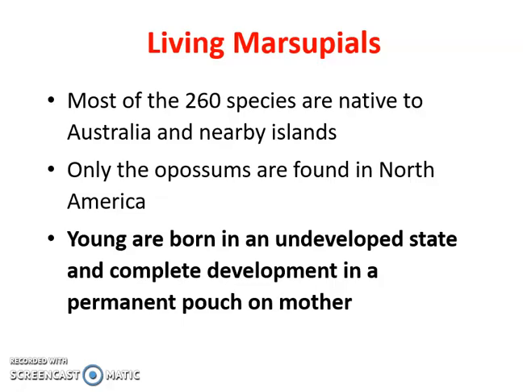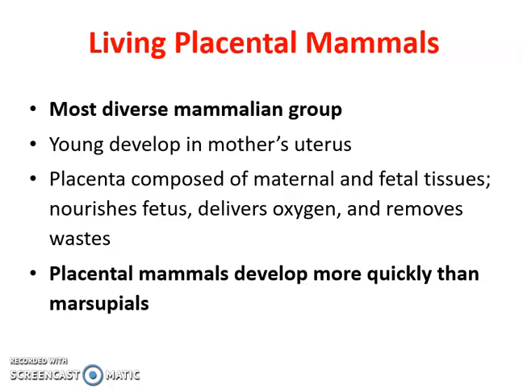So most of our marsupials, they live in Australia. There's 260 different kinds that are in Australia or like New Guinea or New Zealand, but a lot of them are just in that area. Like I said, we only have one, that being the possum. And so we then get into our placental mammals. This is the most diverse.